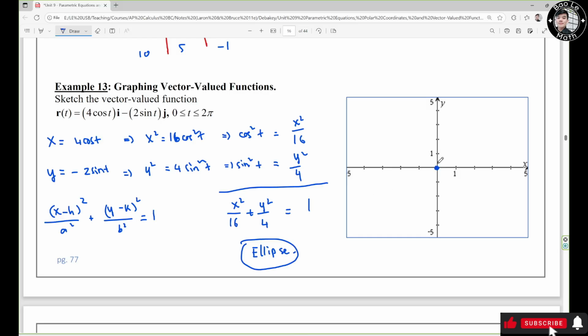Now in order to sketch the ellipse, we know that a squared equals 16, so I'm going to take the square root of both sides, so a equals 4. So you just count from the origin to the left 4 units, right here, and to the right 4 units. Now b squared equals 4, so when you take the square root of both sides, b equals 2. And then you need to count vertically 2 units from the origin, so it could be right here and right here. So the ellipse should be something like this.